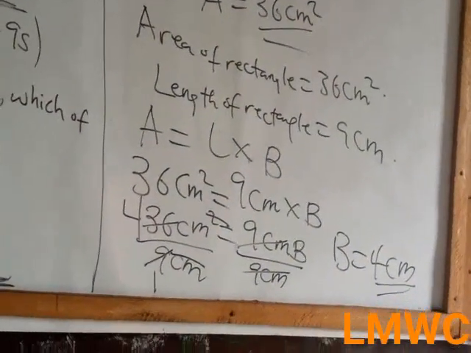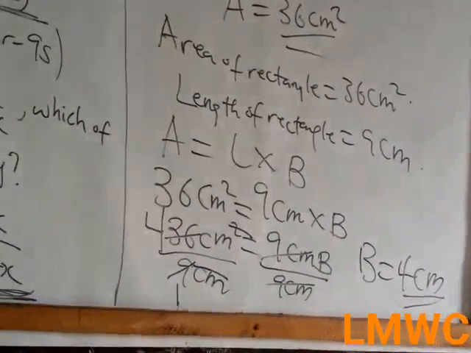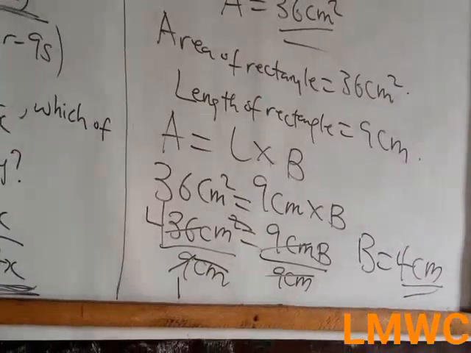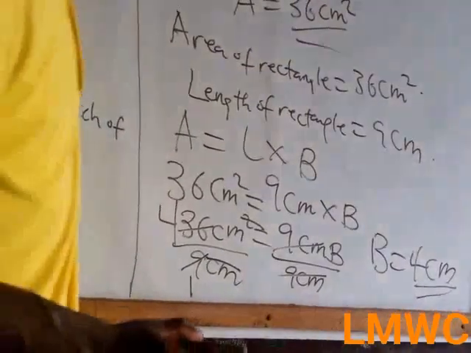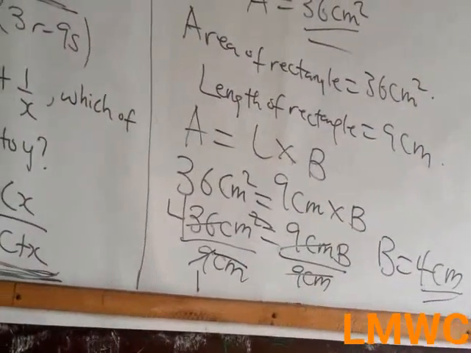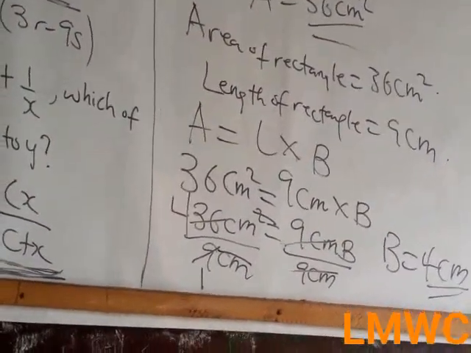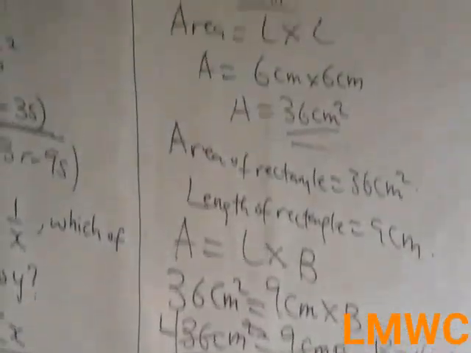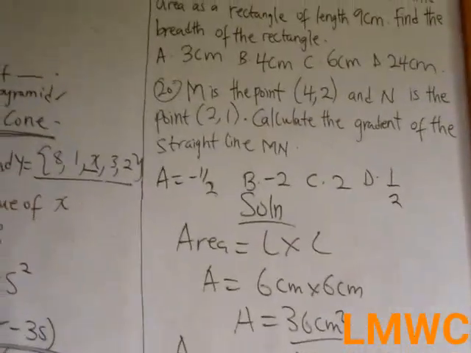So in mensuration, they can always combine some of the plane figures. Take note. You see this time they combined a square and a rectangle. So if you don't know how to tackle the question, you cannot solve it. So take note. Question 20.